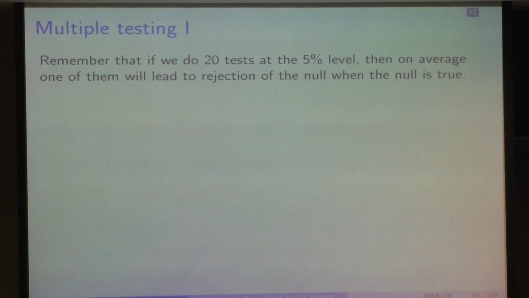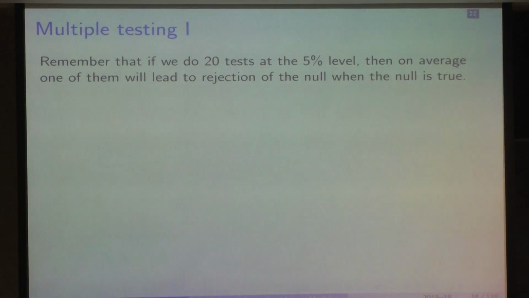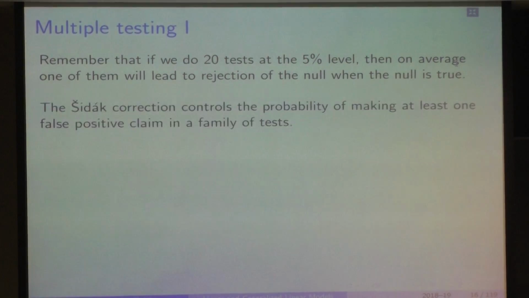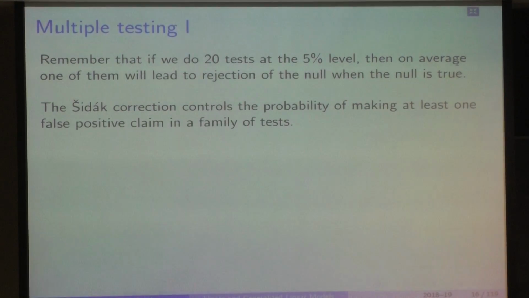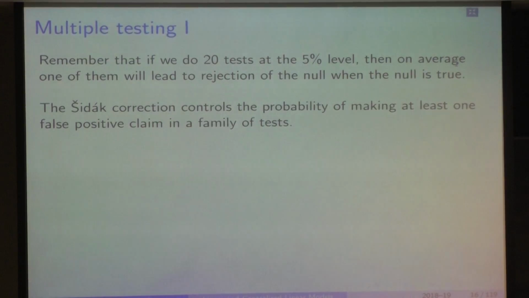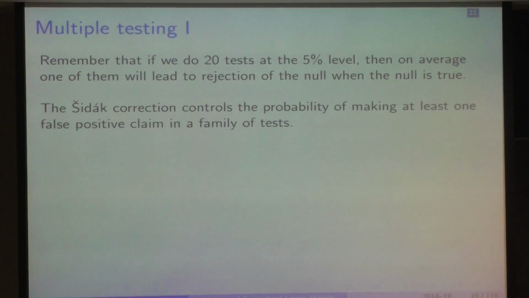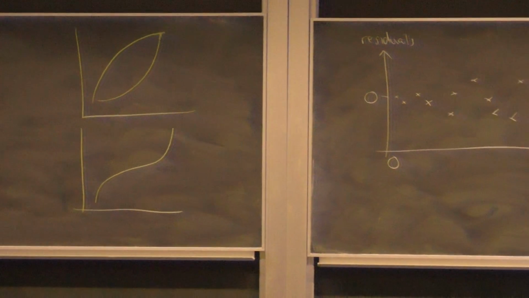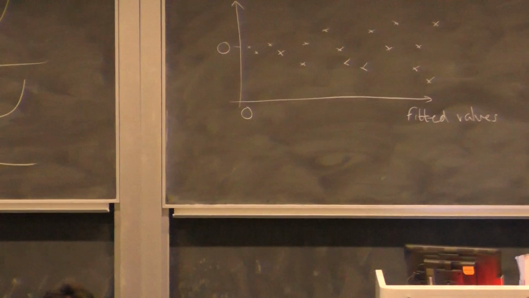So we need to correct for that, which means that we use what looks like a lower significance level, so something lower than 5%, if we're doing lots of tests. Okay, so there are various ways of doing this. There's a familiar one which you may have seen before called the Bonferroni correction to deal with multiple testing. In these notes, we're going to use what's called the Šidák correction. And the Šidák correction is designed so that it controls the probability of getting at least one false positive.